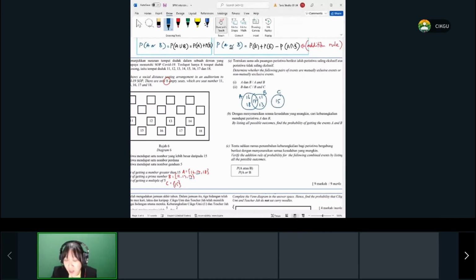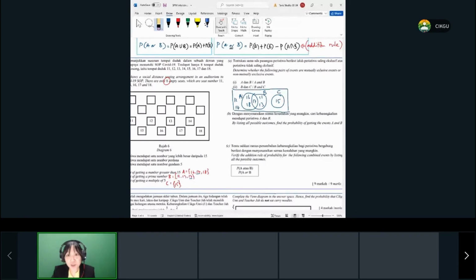And one more thing, when I draw a Venn diagram, I will always check, have I included all the possible cases? Because here, remember, I have the numbers 11 to 18, right? 1, 2, 3, 4, 5, 6, 7, 8, right? So let me count 1, 2, 3, 4, 5, 6 only. So looks like there are 2 other numbers that are not in A, not in B, and also not in C. I think the numbers are 12 and 14. So let me just draw outside. 12 and 14 here.